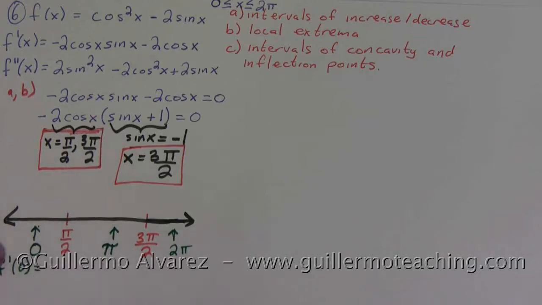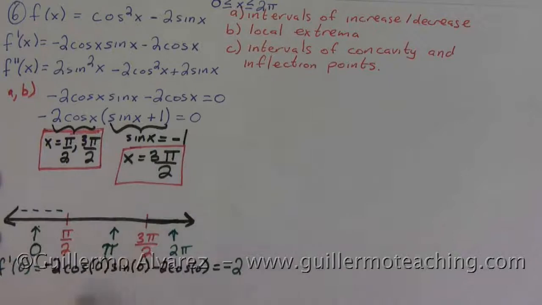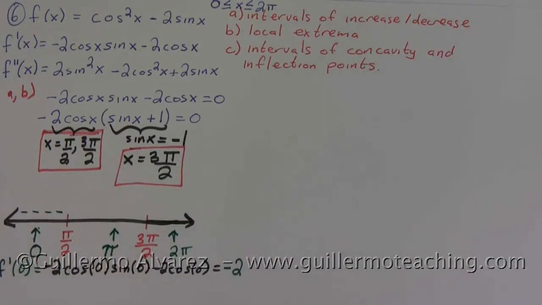So we're going to plug in 0 into the first derivative, and we're going to see what sign we end up with, if it's positive or negative. So we're going to have negative 2 cosine of 0 times sine of 0 minus 2 cosine of 0. And this is equal to negative 2. So this is negative here from 0 to pi over 2, which means that my function is going to be decreasing from 0 to pi over 2. So I'll put a big fat blue arrow right there to symbolize decreasing.